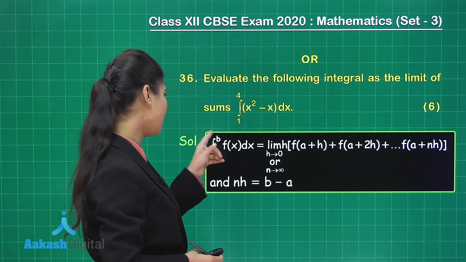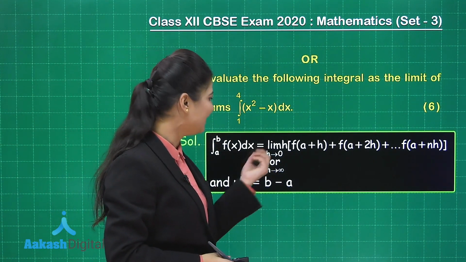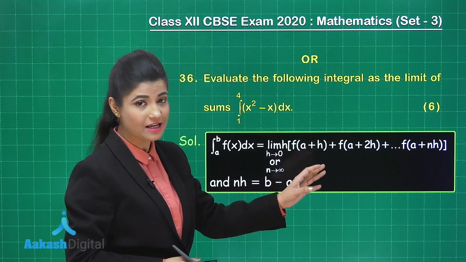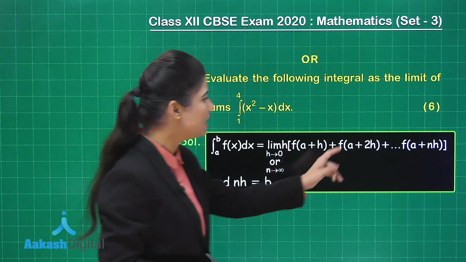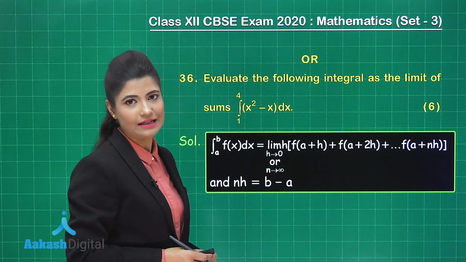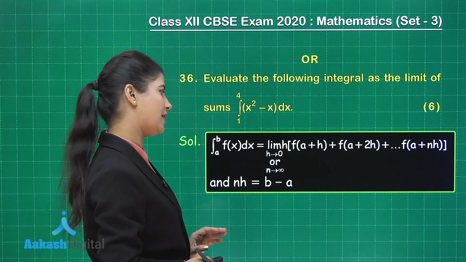That is, integral a to b f(x) dx is equal to limit h tending to 0 or n tending to infinity, where we have h into f(a) plus f(a plus h) plus f(a plus 2h), and so on till f(a plus nh). So here nh is equal to b minus a, that is, the upper limit minus the lower limit. The same formula we will be applying over here.